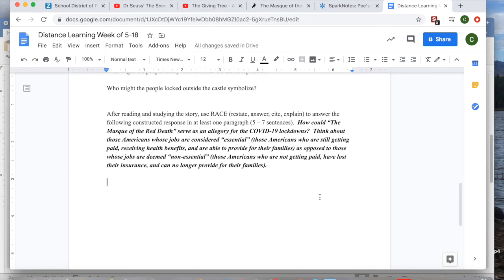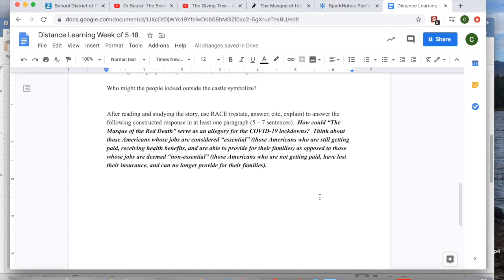Think about those Americans whose jobs are considered essential, those Americans who are still getting paid, receiving health benefits, and are able to provide for their families, as opposed to those whose jobs are deemed non-essential, those Americans who are not getting paid, have lost their insurance, and can no longer support or provide for their families.